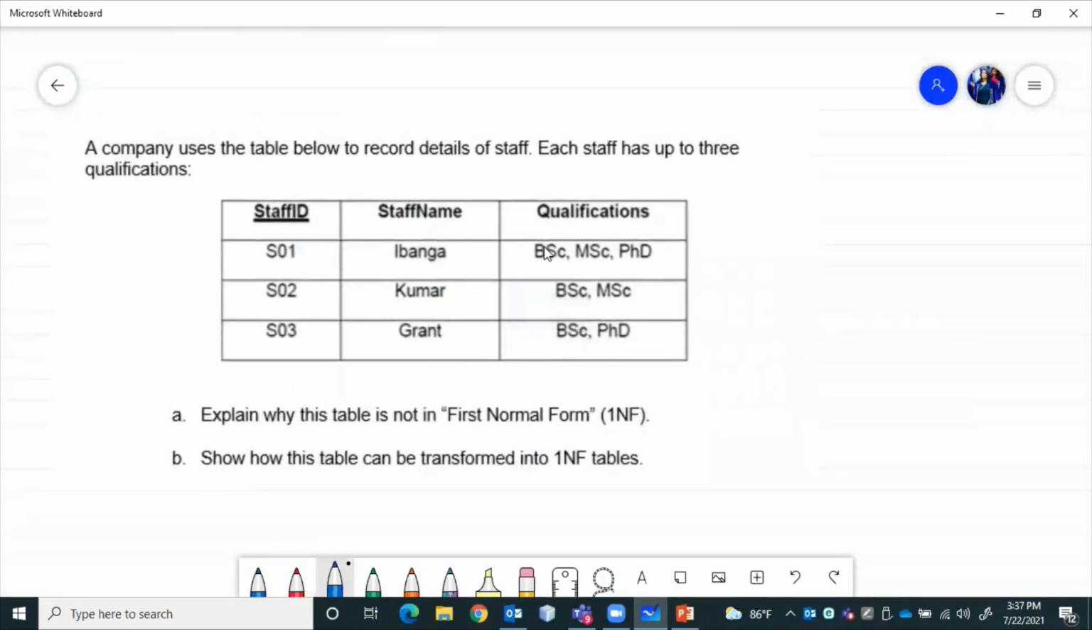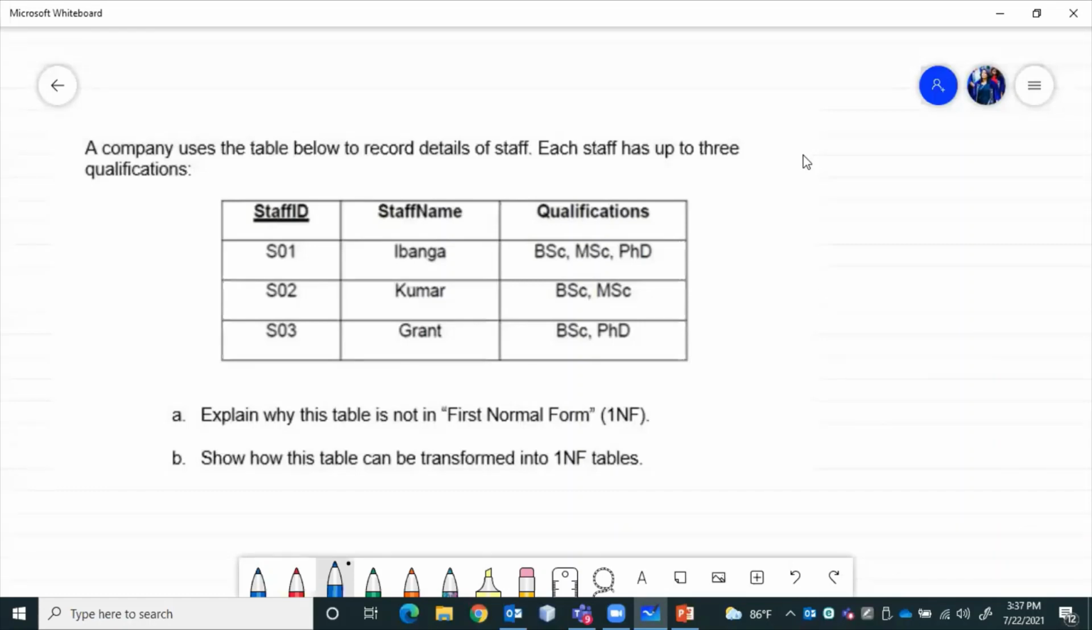A company uses the table below to record details of staff. Each staff has up to 3 qualifications. Now each staff has up to 3 different qualifications, we can see that. Explain why this table is not in the first normal form.